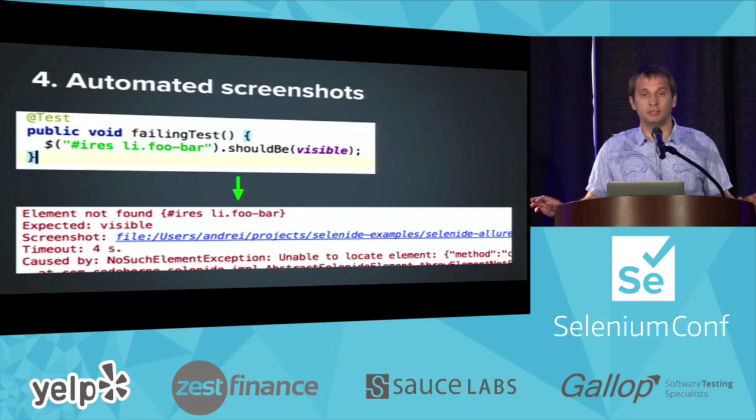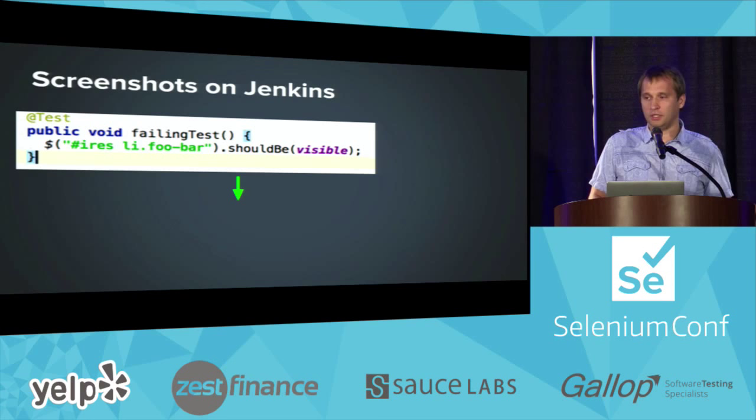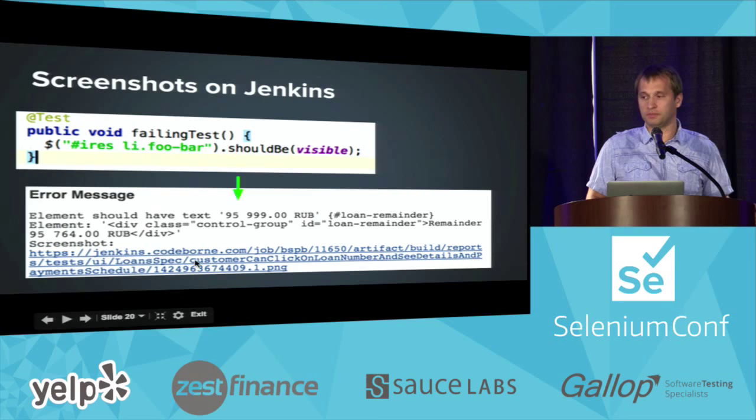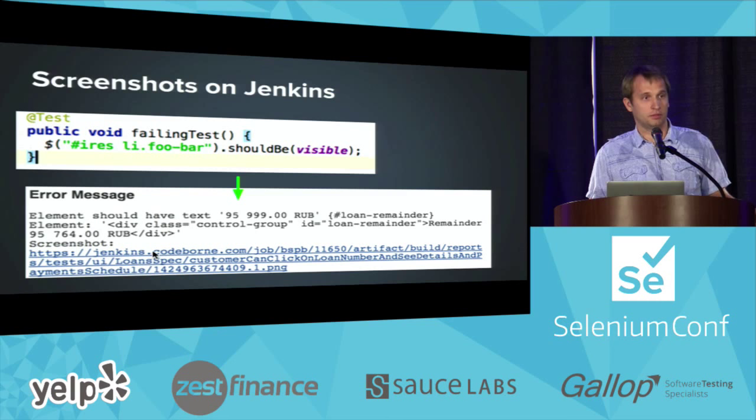And one more good thing, if you run the same test in Jenkins, Selenide will automatically detect that this is Jenkins, thanks to some global variables in Jenkins, and will substitute this URL so that it is immediately clickable in the Jenkins report. It's incredibly useful. It allows you to very quickly investigate why some test in Jenkins failed. You can just open up test results, click directly on this link and view the screenshot. Pretty cool.